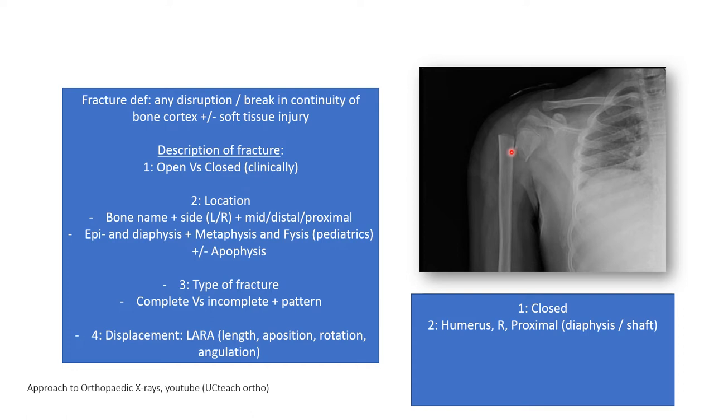Location, well, it's the humerus, it's a proximal humerus fracture, and it's the shaft or the diaphysis, because the metaphysis would be that area, like that X, and that's X, and so it's distal to the metaphysis. Then the type of fracture, well, it's a transverse fracture, it's a simple fracture, it's a complete fracture. So it's a complete transverse fracture, it seems. And it doesn't seem like it's comminuted. There's only one fracture line that I can see.